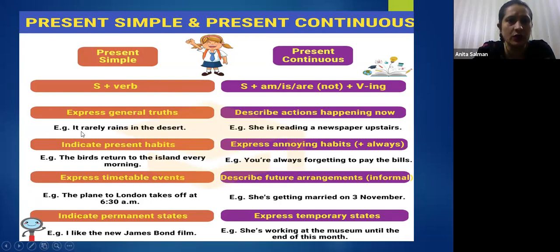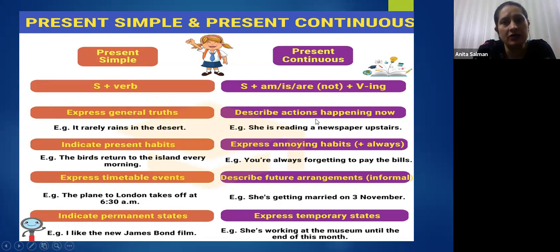If we see the first one, present simple tense expresses general truths, right? General truths, for example, it rarely rains in the desert, right? It's a universal truth or general truth. It rarely rains in the forest. If you see the structure, you will see subject, and after subject, the first form of verb has been used, rains, right? Instead of rain, we have added s, that we'll see later, why we have added s here, right? So you can see subject, verb, and then object.